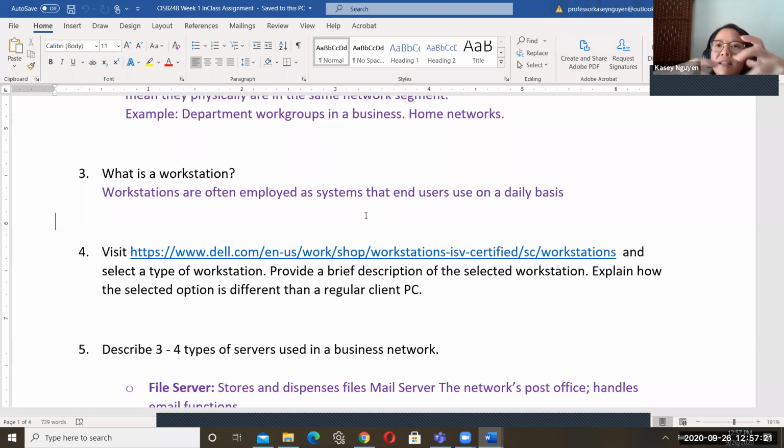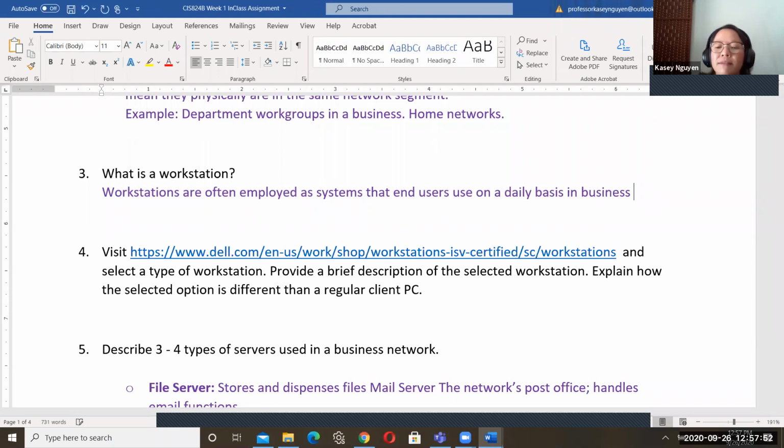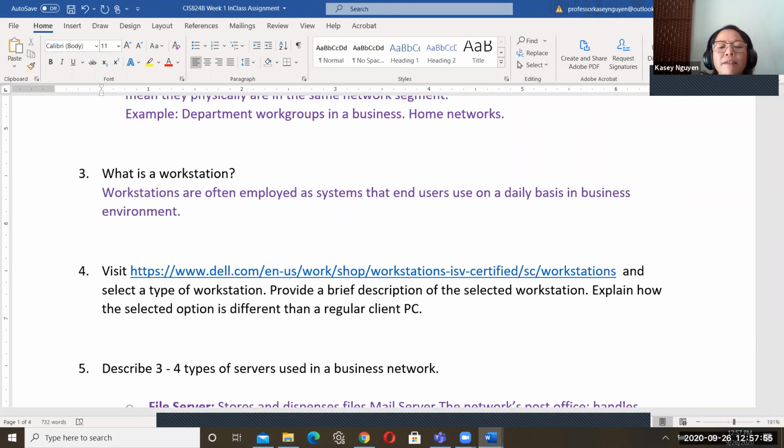So there's a mix with that, but when people refer to a workstation, they sometimes think of just the desktop. A workstation can also mean a laptop, but it's designed for work. So just keep that in mind. A workstation is often employed as a system that the end user uses on a daily basis in a business environment.